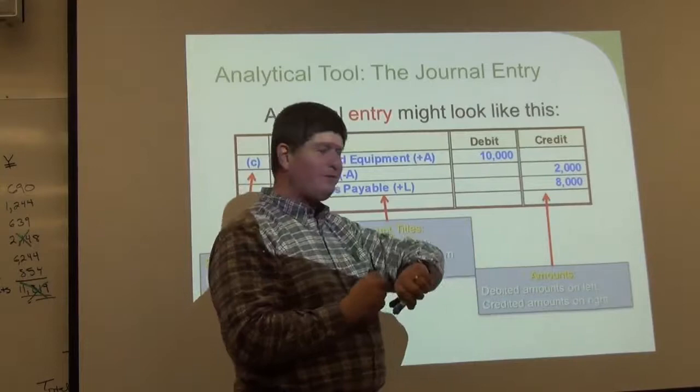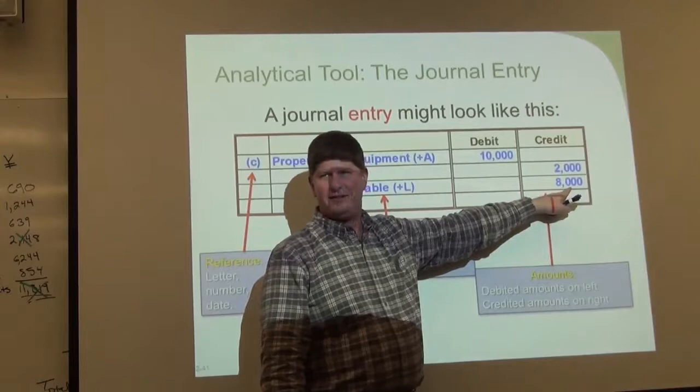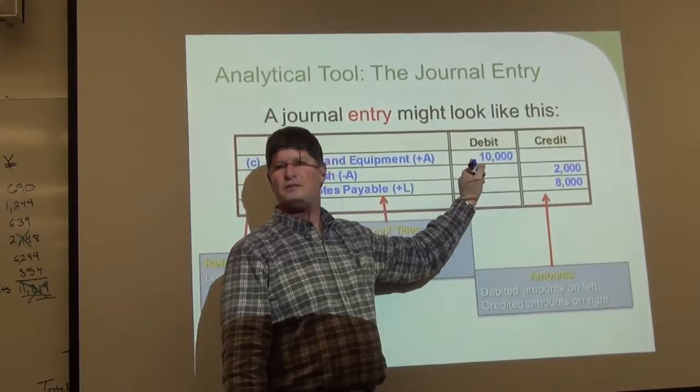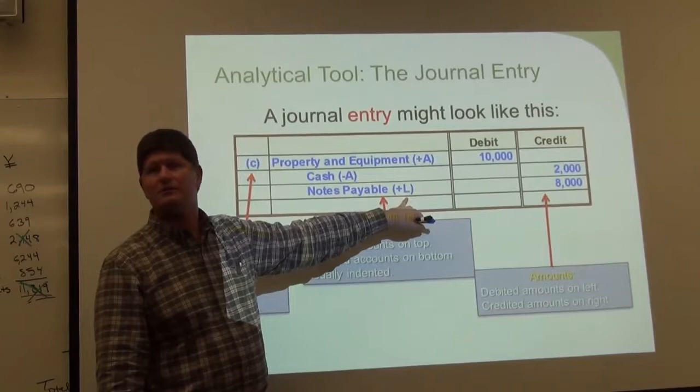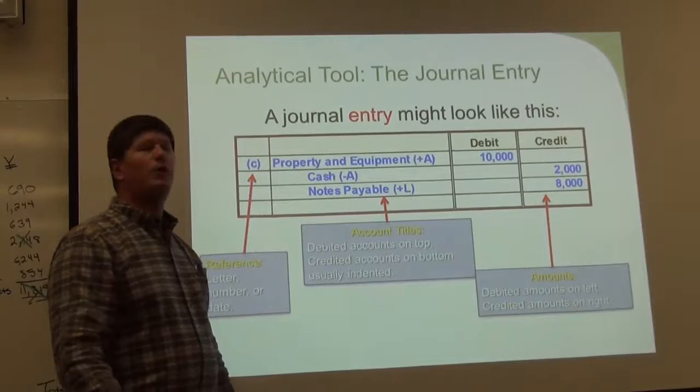So liabilities increase on the right side, the credit side. So my liability increased, my cash decreased, and my asset increased, if you want to talk about it in those terms. And the book likes to do that, so that's why they have the plus A. Asset increased, asset decreased, liability increased. Good? Everybody follow along?